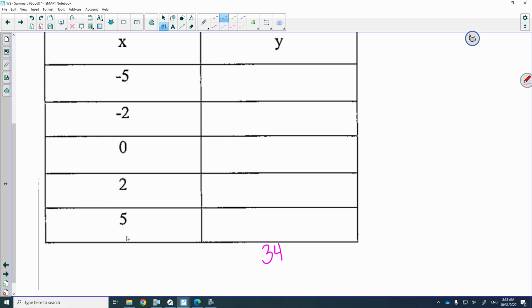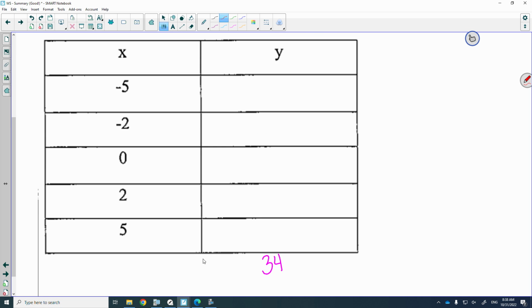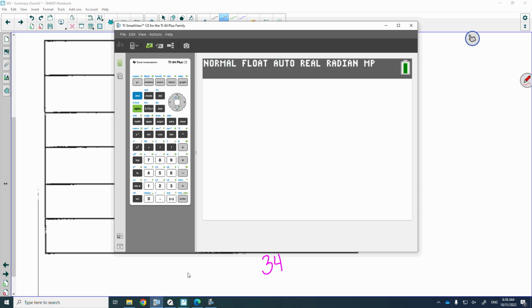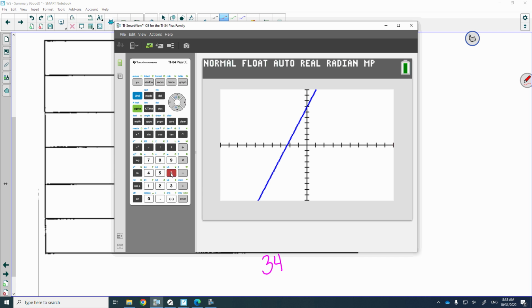Okay, so I'll show how to do this on the calculator to get the answers, and then we'll do a couple algebraically. So on your calculator, remember that it's y is equal to 3x plus 7. And then I'm just going to hit zoom 6 just in case I changed my window. This is what the graph would look like. And then from here, you could go to your table of values, which is second graph.